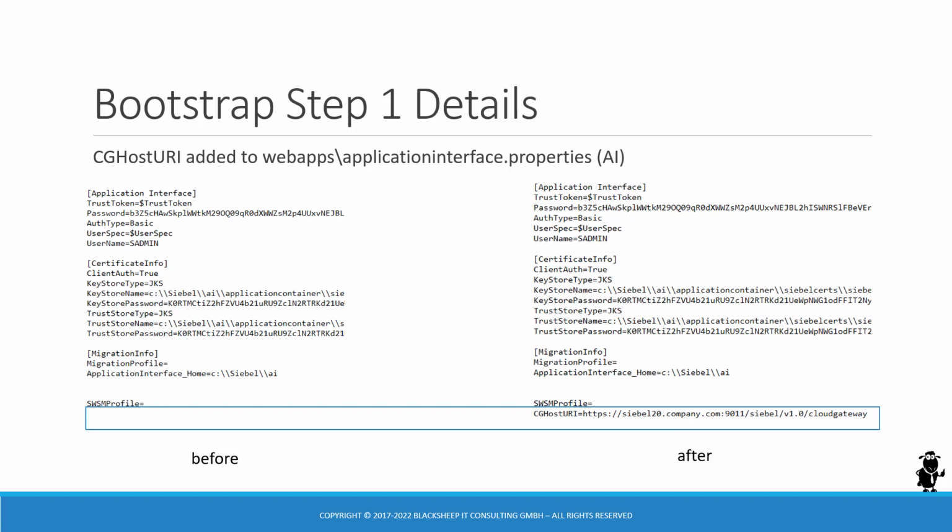Here are a few details on what happens when you successfully complete this step. There's only one thing really that happens: the application interface.properties file on your external Tomcat will be updated with the Cloud Gateway host URI. And that will be the REST endpoint, literally, for the Cloud Gateway on the gateway machine. So now that the AI knows to connect to this machine, it can continue with the second step.